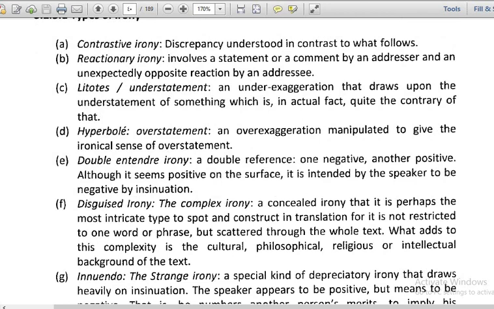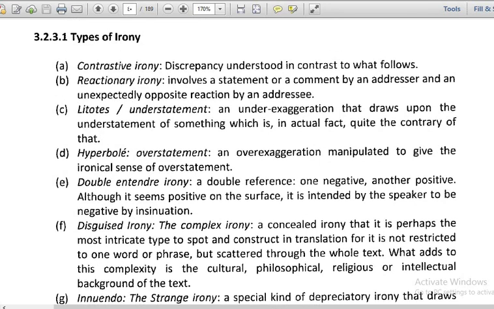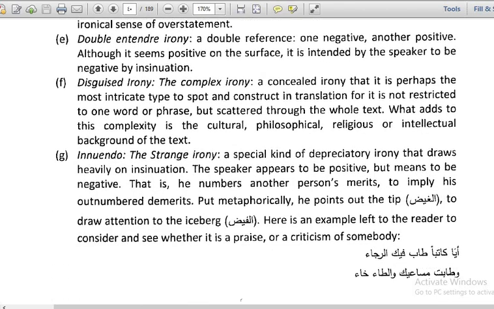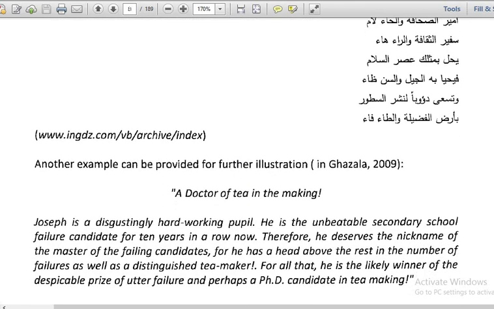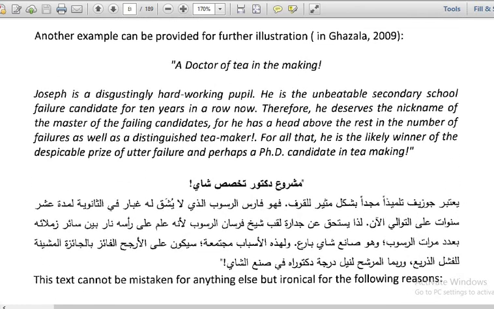Types of irony, page 40. Contrastive irony. Reactionary irony involves a statement or a comment by an addresser and an unexpectedly opposite reaction by the addressee. Understatement, hyperbole, disguised. All these are types of irony that you need to be aware of while translating a literary text.